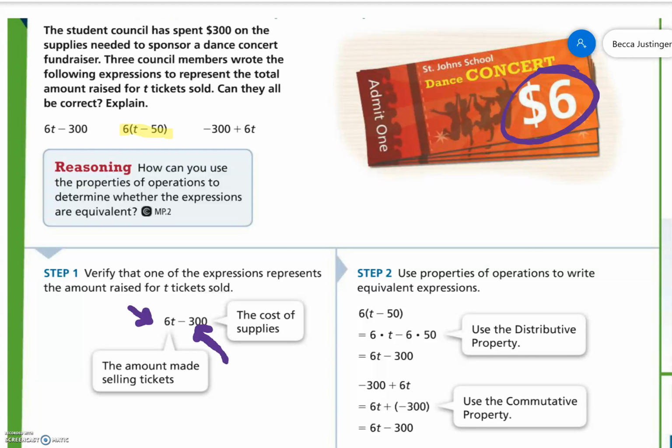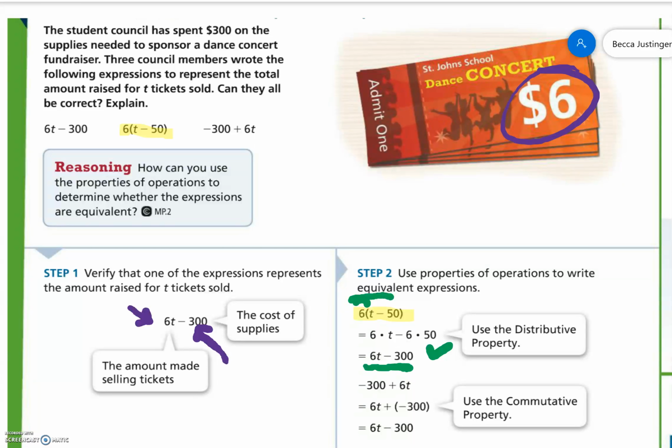So they took this 6 parentheses T minus 50, and whenever you see parentheses with a number on the outside, you want to distribute the number to everything inside the parentheses. Distribute means to multiply, so 6 times T is 6T. 6 times 50 is 300. So again, we get 6T minus 300. So that works. Next one, negative 300 plus 6T.